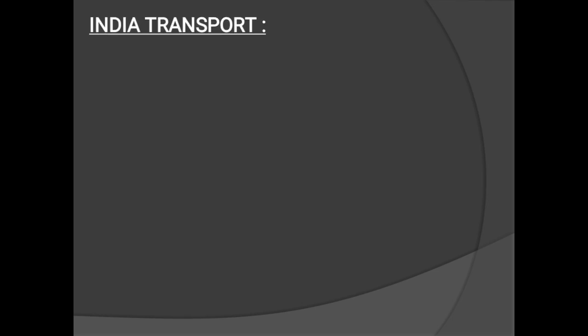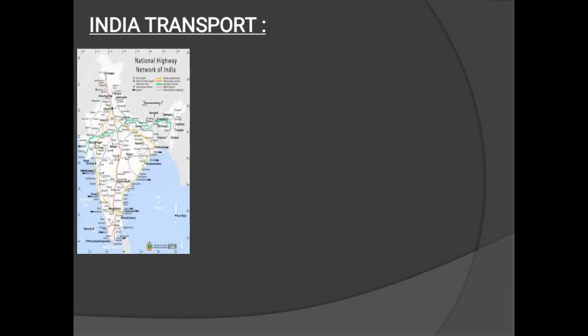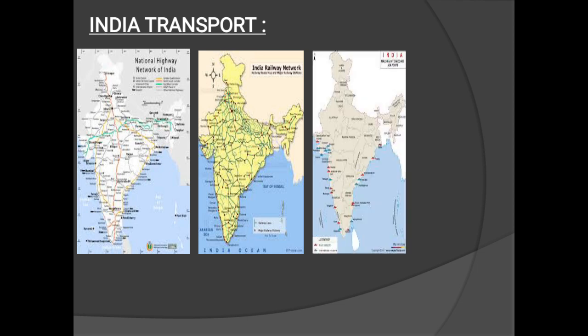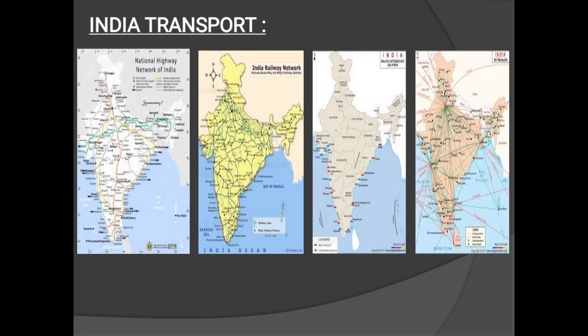Let's learn about the transport of India. This is the map of India that shows National Highway Network. This shows you Indian Railway Network, major highways and air transport. As compared to Brazil, India has a denser network of transport.